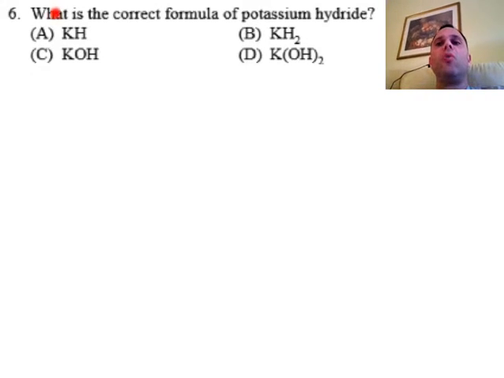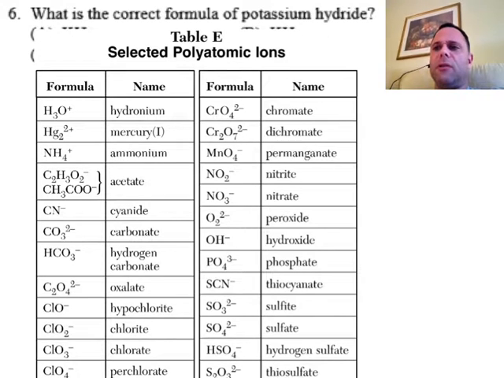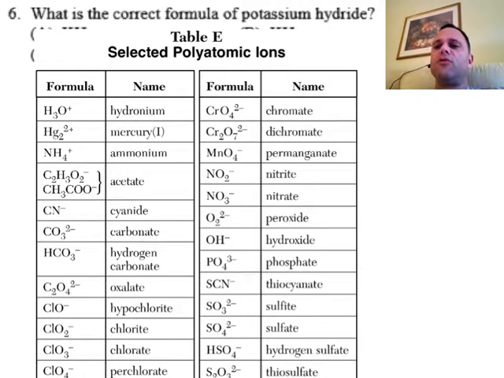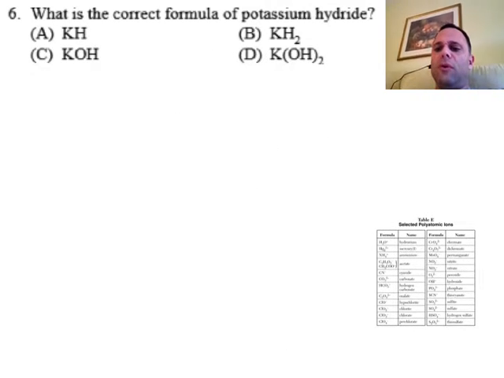Question 6. What is the correct formula for potassium hydride? Hydride. That sounds kind of fancy, and I know that I've seen something similar to hydride on the polyatomic ions list, so let's take a look. Hydride. No. Hydroxide. But that's not hydrogen. Nope, I am mistaken. It's not hydroxide. So OH is not the case.